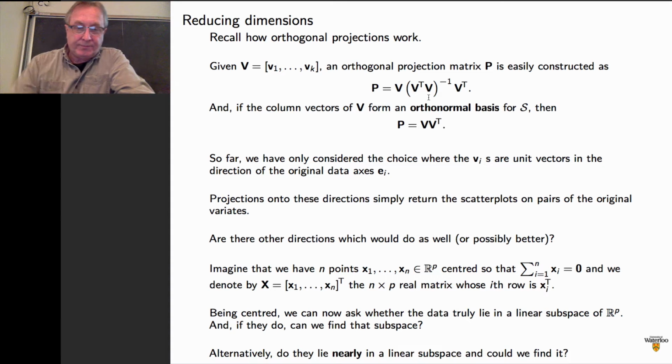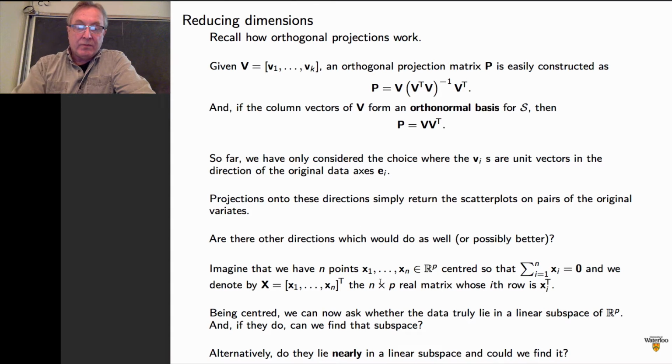So the question is, can we find directions? These are just direction vectors, if they're orthonormal. They're orthogonal direction vectors. Can we find projections so that the data, when projected onto that subspace, have particular characteristics?